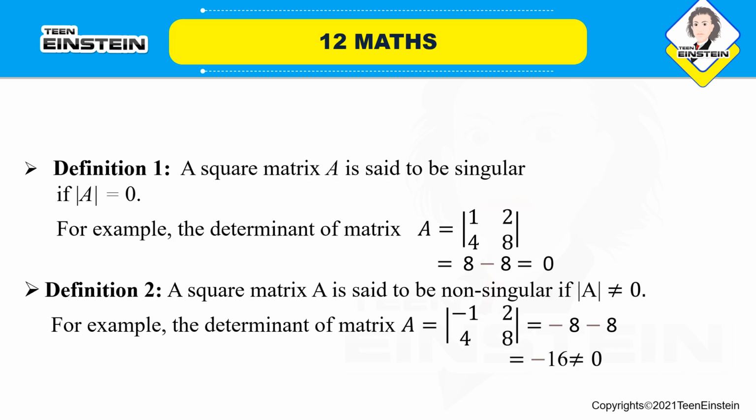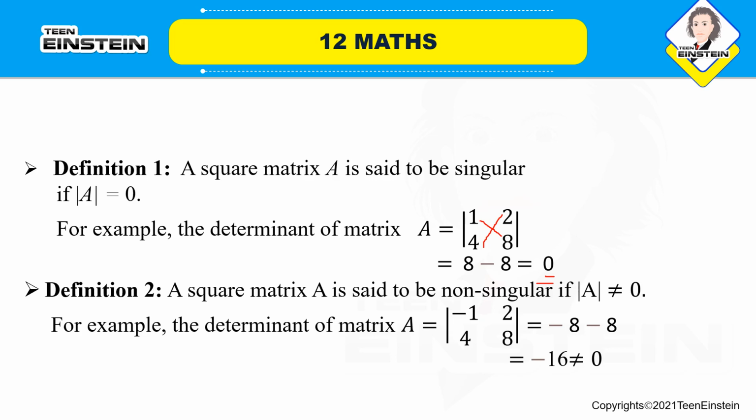For example, if you find the determinant of the matrix A equal to matrix 1, 2, 4, 8, then what you are getting? In the downward arrow you are getting 8, minus, in the upward arrow also you are getting 8. So 8 minus 8 is 0. So what you are getting? 0. So what we can say? The given square matrix A is a singular matrix.